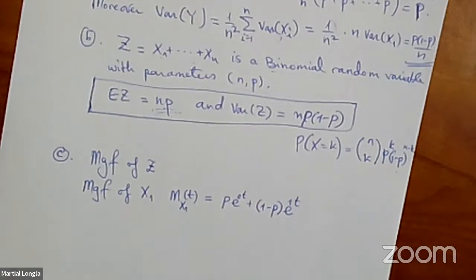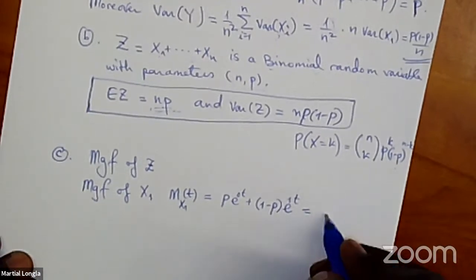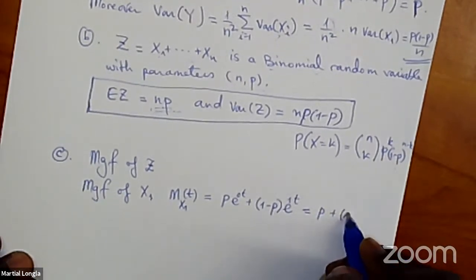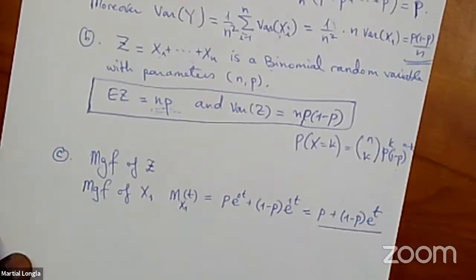The expected value of e to the tX, and X has only two values, 0 and 1, with probabilities 1 minus p and p. That is why the answer is p plus 1 minus p e to the t. So that's the moment generating function of X1.